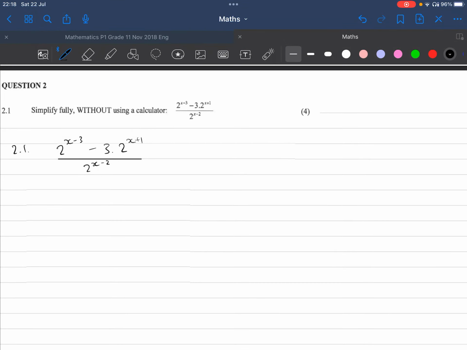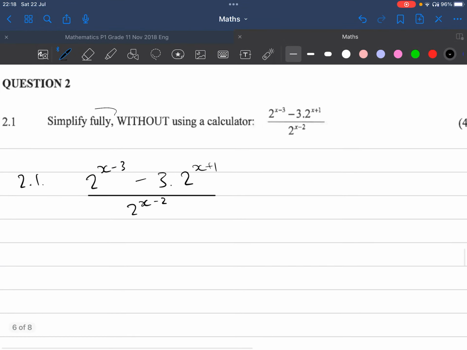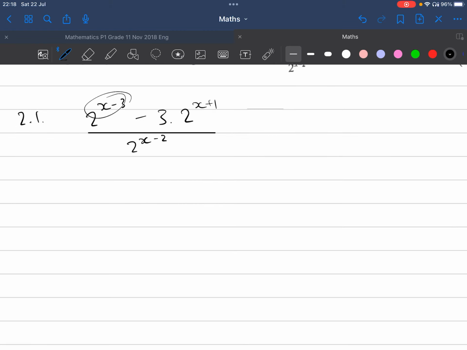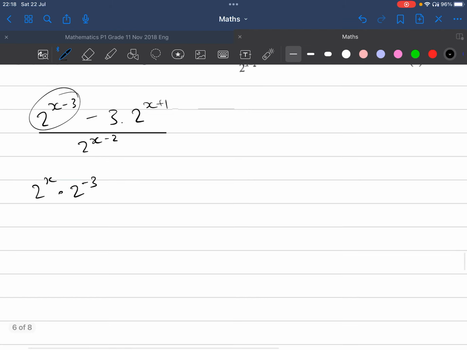Okay, let's now look at question 2. Simplify fully without using a calculator. I've just rewritten the question there. It's 2 to the x minus 3 minus 3 times 2 to the x plus 1, all over 2 to the x minus 2. Okay, so to solve these, the first thing to do is to break up these into simpler expressions. So how did I do that?